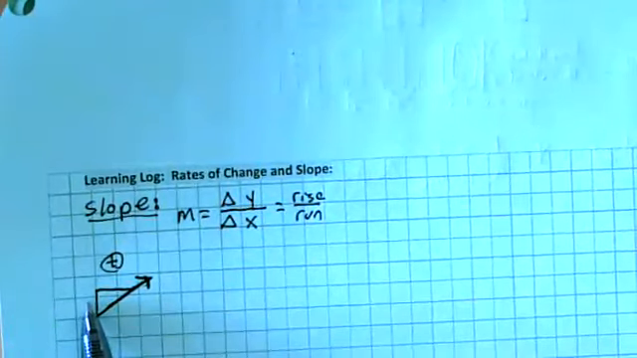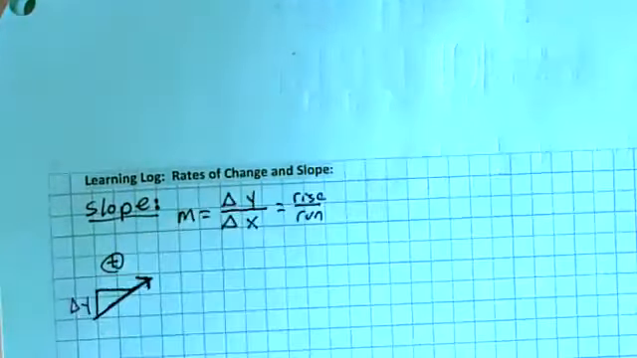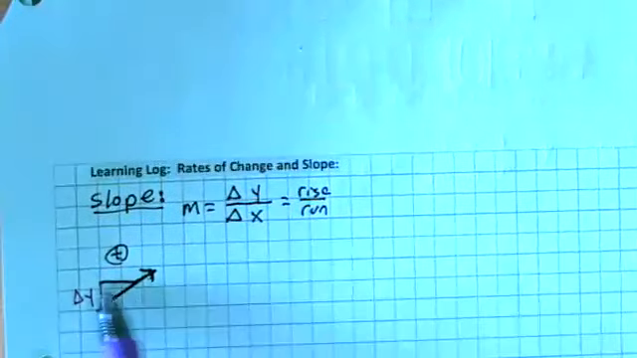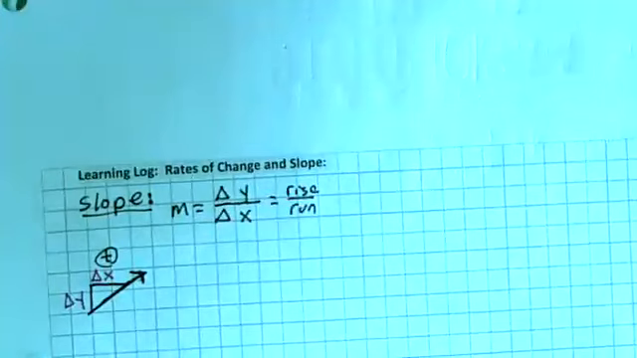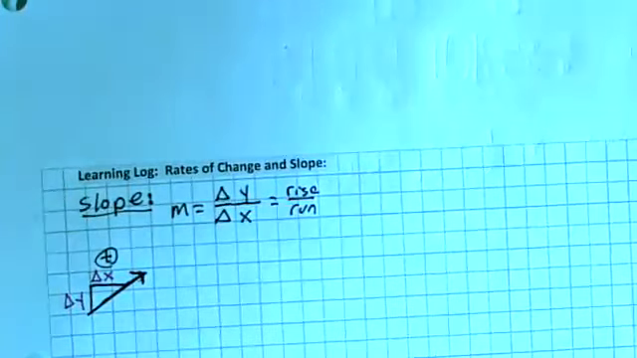Which one's this on the left edge? Is that change in X or is that change in Y? It's going up and down, so that'd be change in Y. And then this one's going left and right, so change in X. So there's a positive slope.